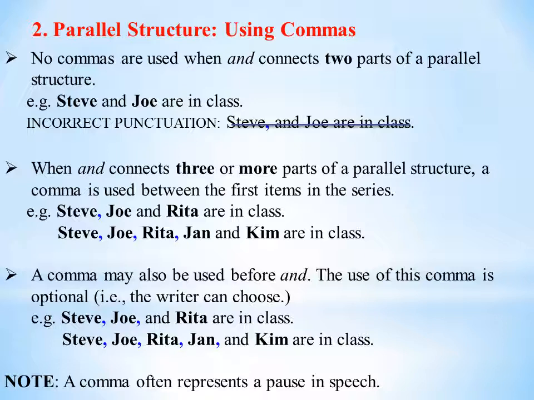However, a comma may also be used before and. The use of this comma is optional. That is, the writer can choose. Example, Steve, comma, Joe, comma, and Rita are in class. So we notice that there is a comma before and. Steve, comma, Joe, comma, Rita, comma, Jan, comma, and Kim are in class. Again, it's optional to put the comma before and in a series. Note, a comma often represents a pause in speech.